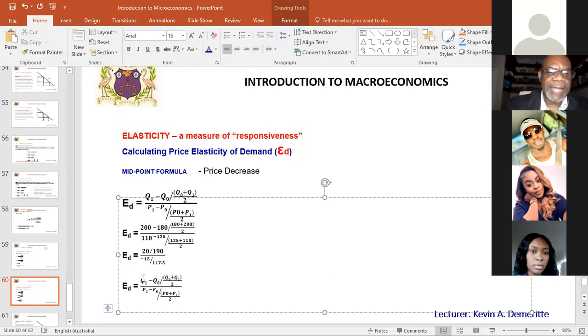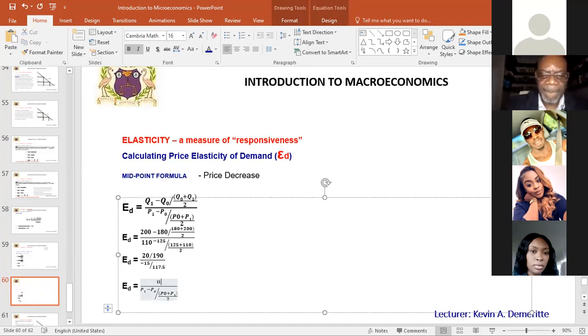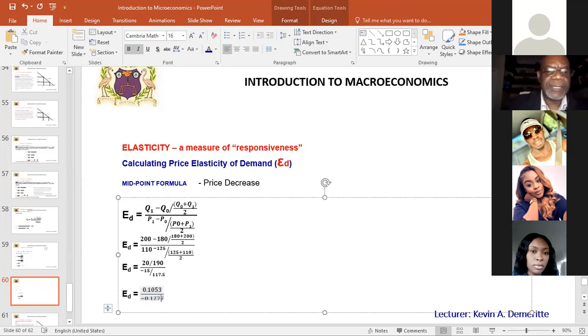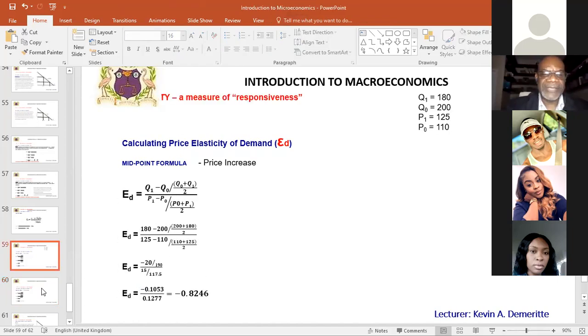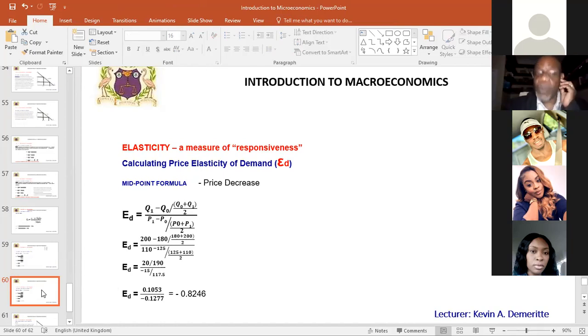So then, what's 20 divided by 190? 0.1053. And what's negative 15 divided by 117.5? Negative 0.1277. All right, and we end up with an answer of what? Same thing, negative 0.8246. And what did we get in the last one? Negative 0.8246. Yes, it is the same thing. We want it to be the same thing.